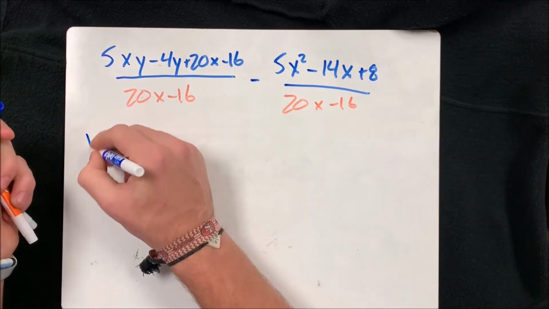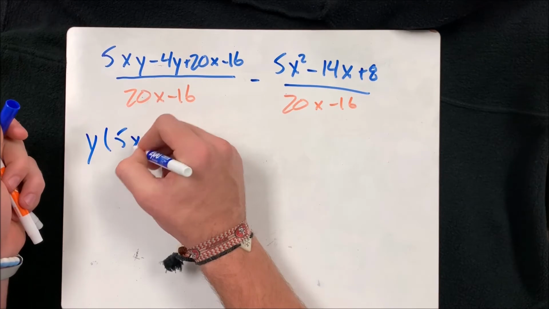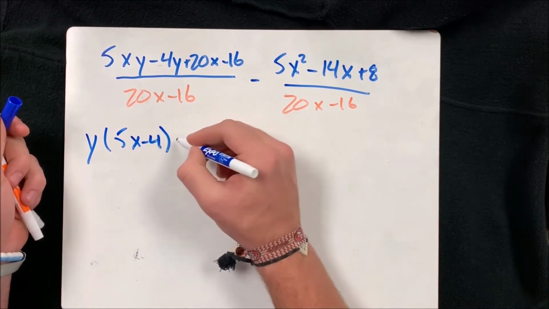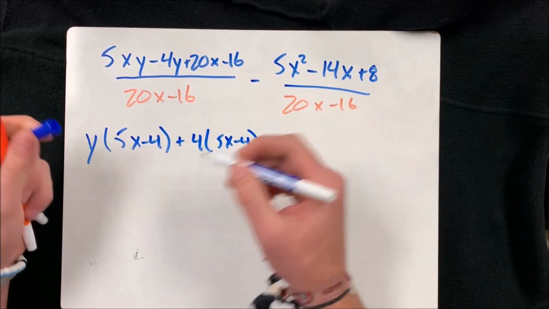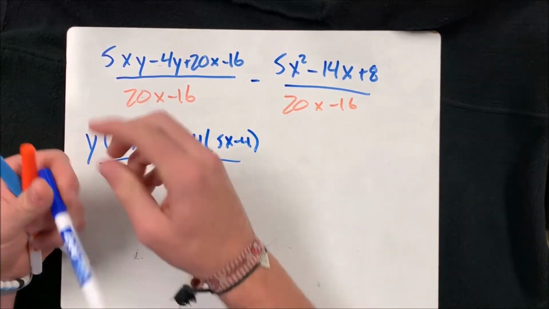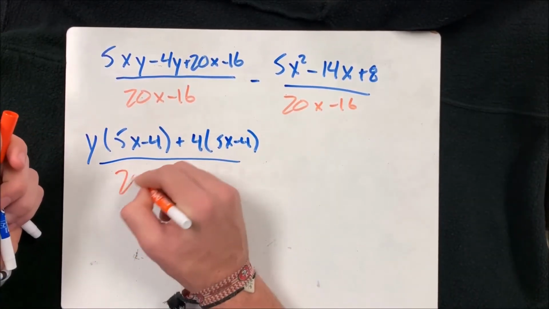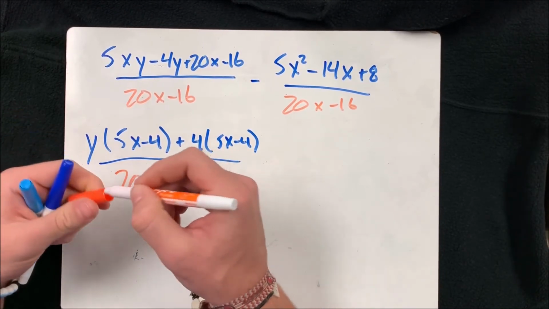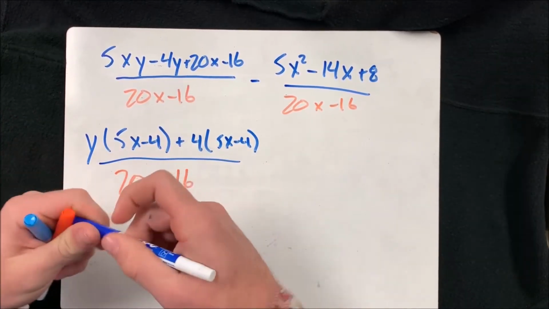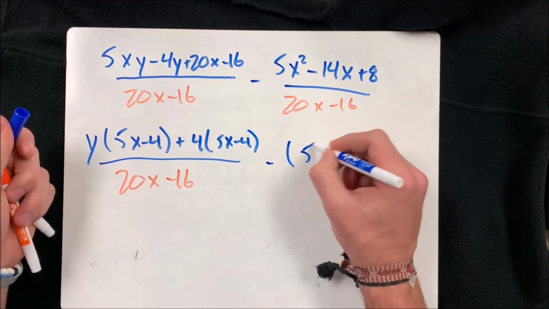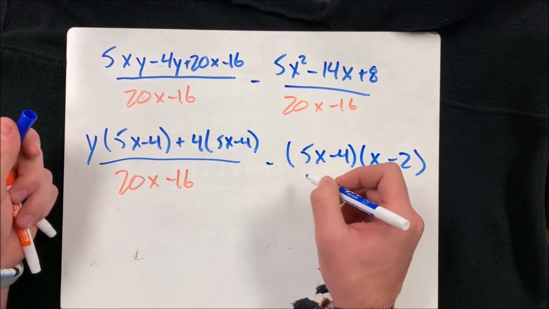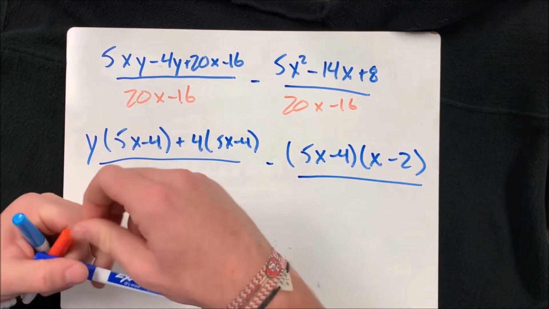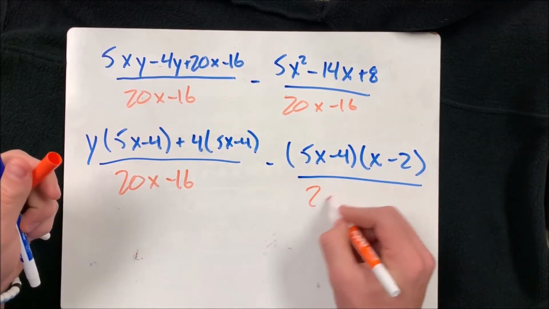So in my problem, you factor the numerator by using the grouping method, by taking out a y and taking out a 4 on the other side. And then the other numerator you factor the regular way. 5x minus 4 and x minus 2 over 20x minus 16.